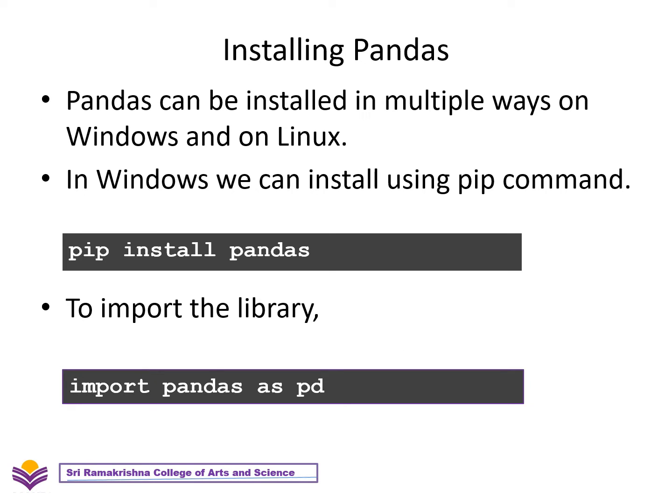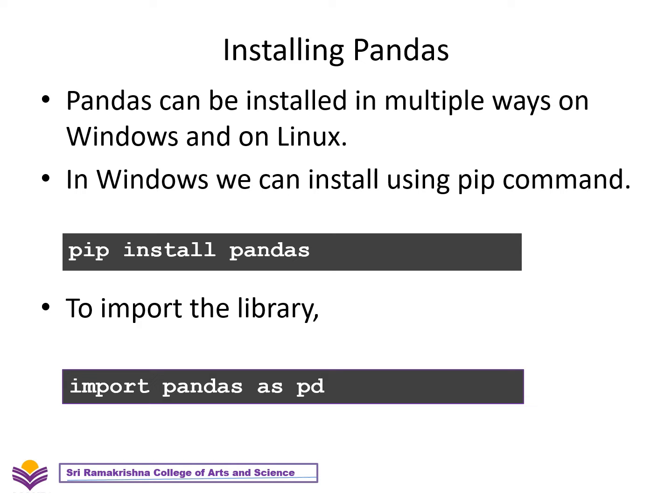So to use pandas, we need to install the pandas library. The standard Python distribution does not come bundled with the pandas module, so pandas has to be installed. This can be installed on Windows as well as the Linux platform. There are multiple ways to install the pandas library into the system. Here I am going to mention that we can install pandas in Windows using the pip command.